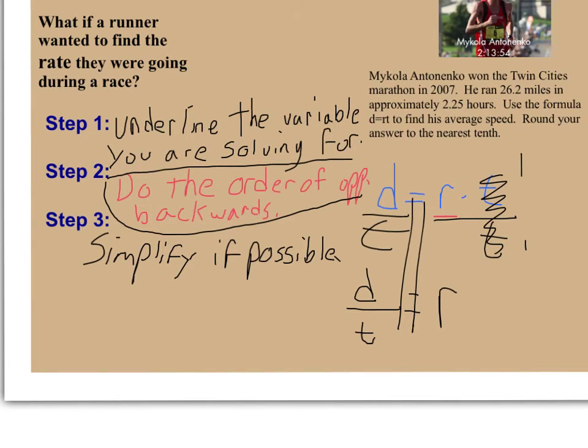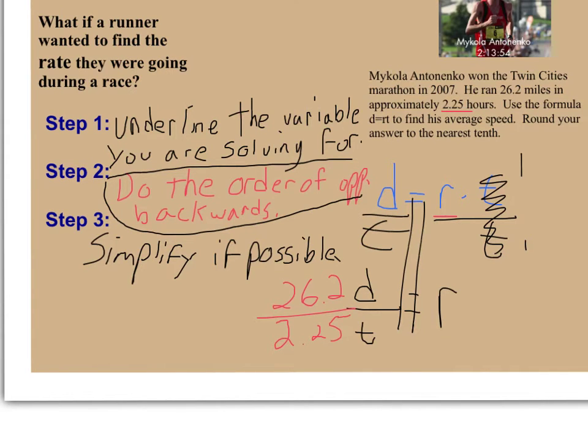This runner won the Twin Cities Marathon in 2007. He ran 26.2 miles, that's our distance, in approximately 2.25 hours. Use this formula to find his average speed, which would be our rate. So all I have to do is take 26.2 and put it where the distance is, and then take the time and put it underneath, 2.25.